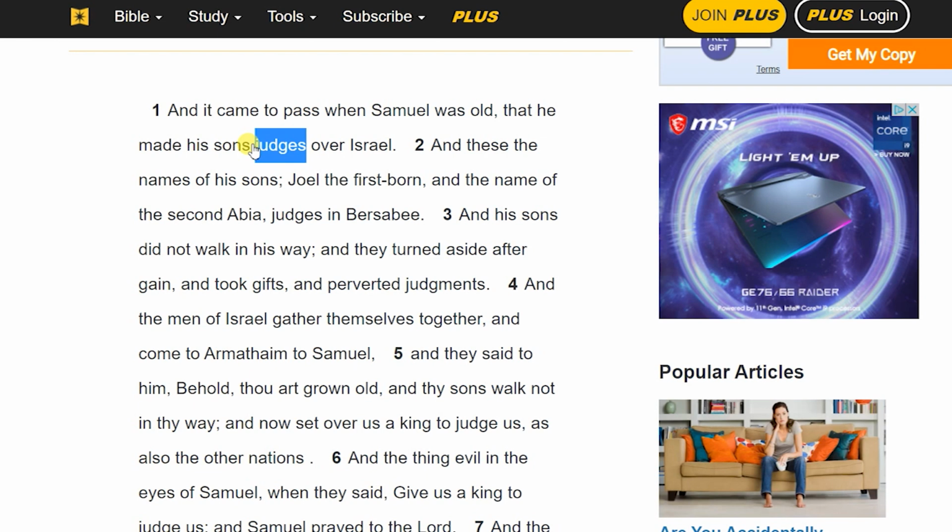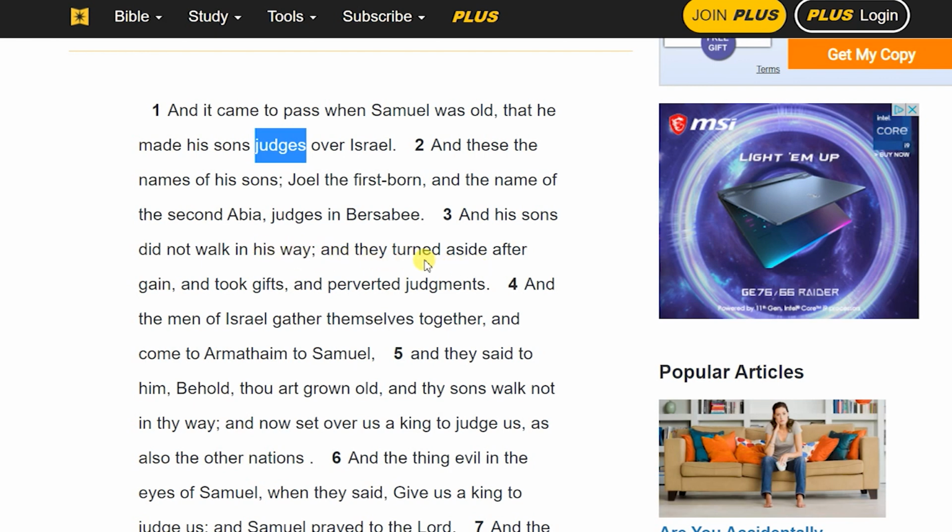It's a lineage thing. That means if your great-great-great-great-grandfather or your father was not a high priest or your mother was not a high priest, you cannot be a high priest. So it's not by appointment. It's by birthright. So this is one of the nuances which the scriptures imputed wrongly, which when you get our Bible, you will understand that, and the Bible is not going to be for everyone either. So continue reading. It says, and the names of his sons, Joel the firstborn, and the name of the second Abiah, judges in Besabi. And his sons did not walk in his way. This is also wrong. It's imputed.